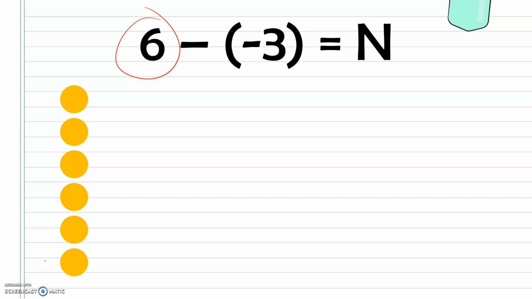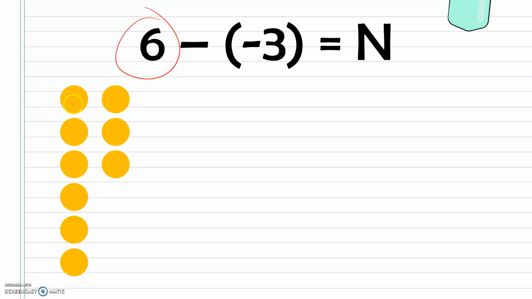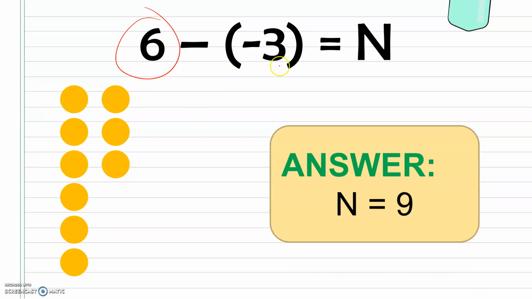But if we do that, then the value of positive 6 will change. So instead of adding 3 negatives, we can just simply add 3 zero pairs. Because again, these 3 zero pairs are just equivalent to 0. So it will not change the value of positive 6. Now, we need to subtract negative 3. Since we added 3 zero pairs, we now have exactly 3 red chips here, which we can eliminate. So by doing so, we will be left with 9 yellow chips. So that means 6 minus negative 3 is equal to a positive 9.